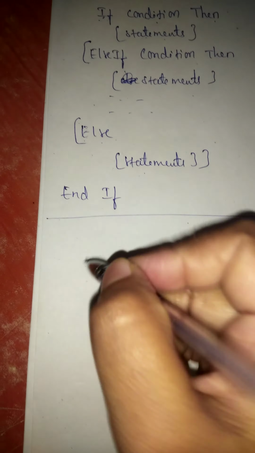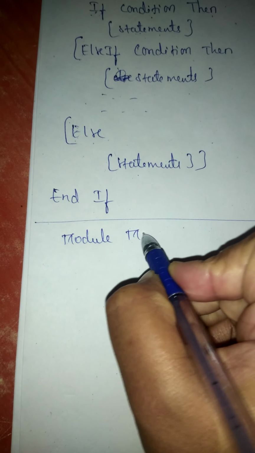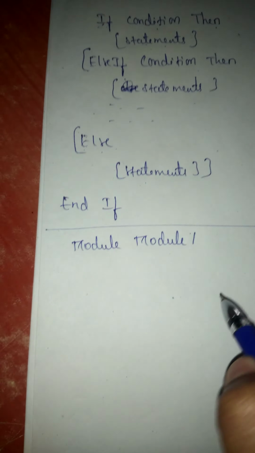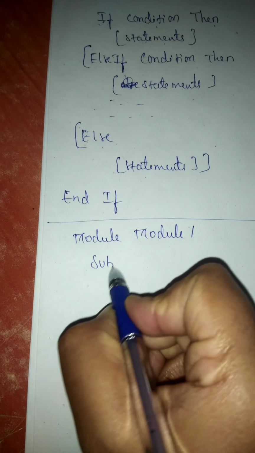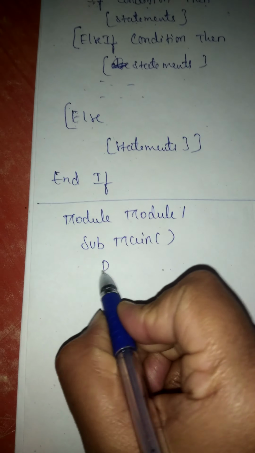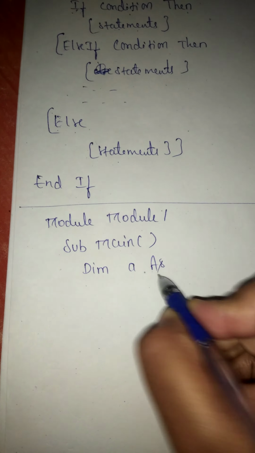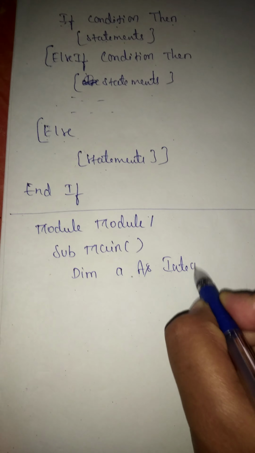So for this I am going to write one module, that is Module1, and next I am going to write the sub procedure Main. Here I am going to declare one integer variable, that is Dim a As Integer.